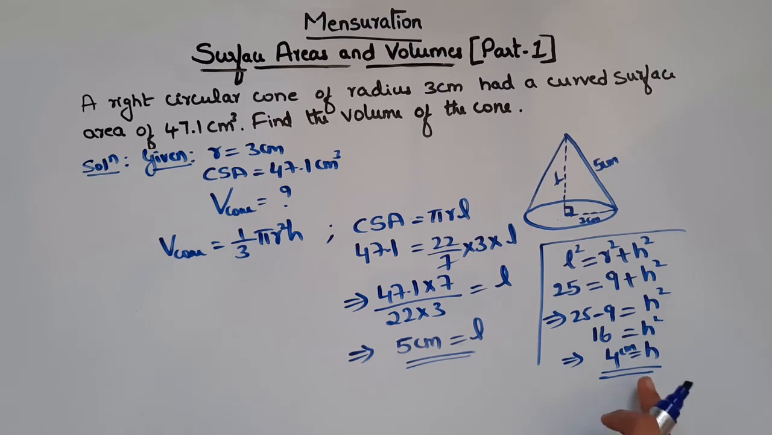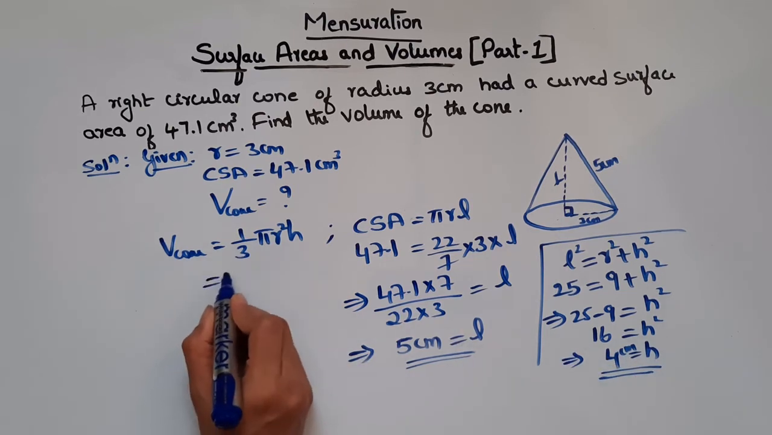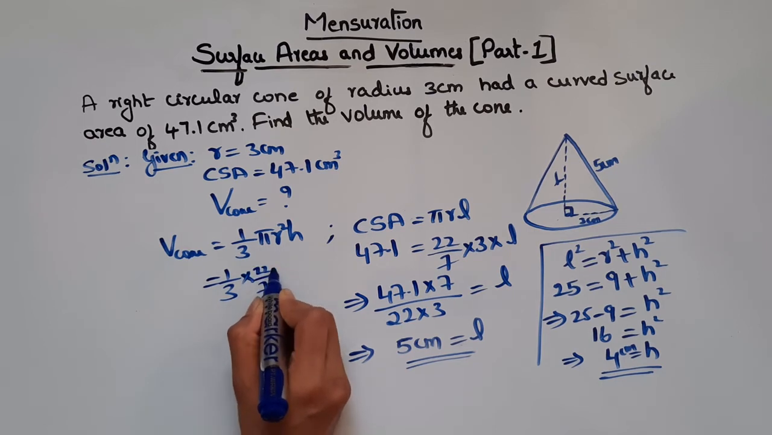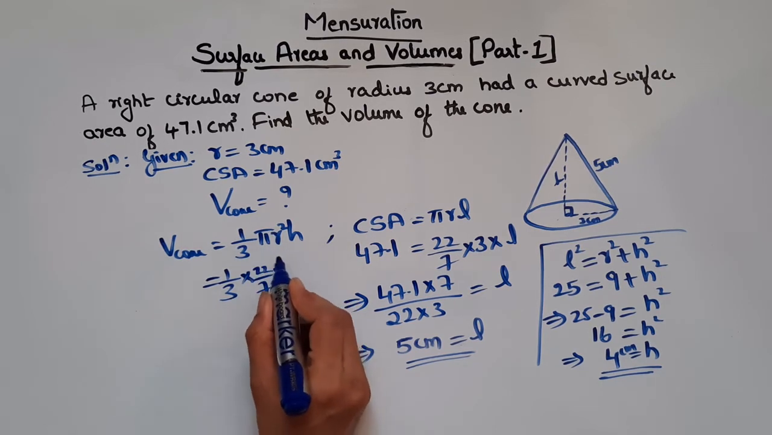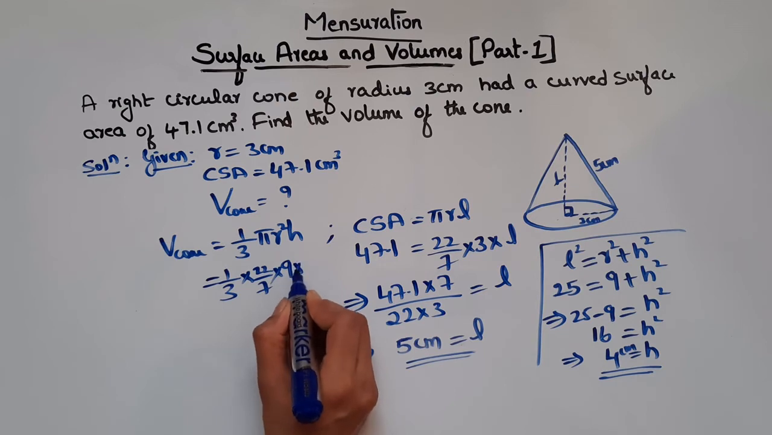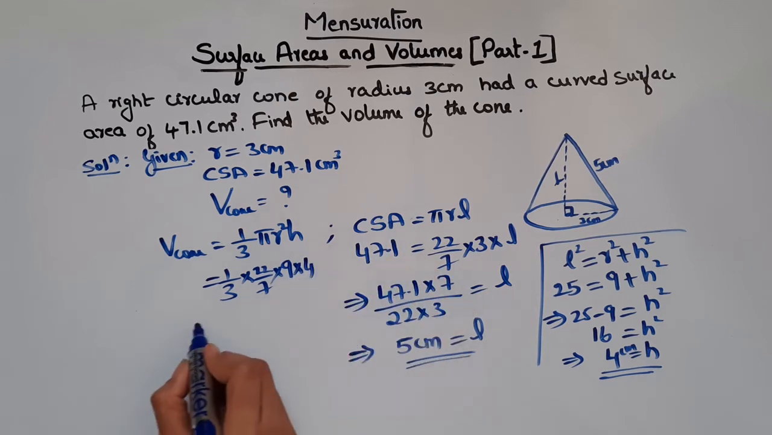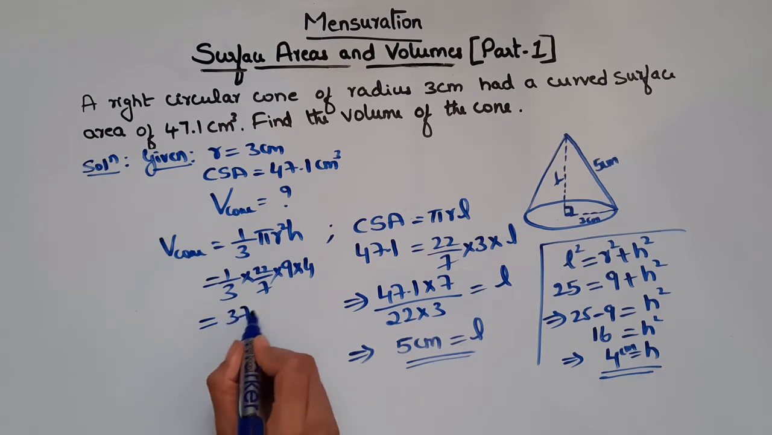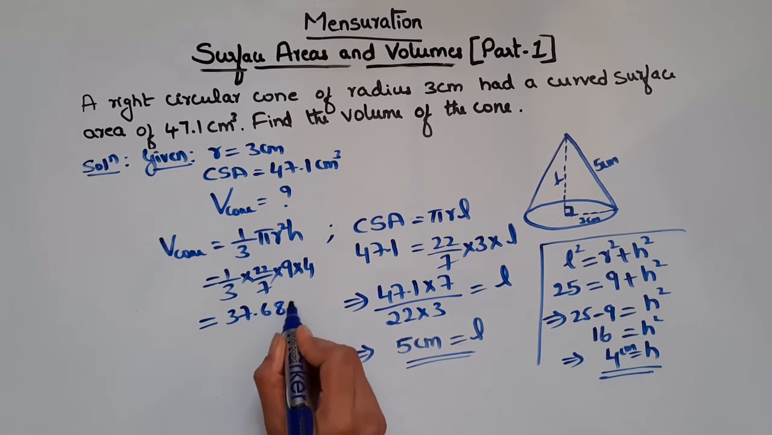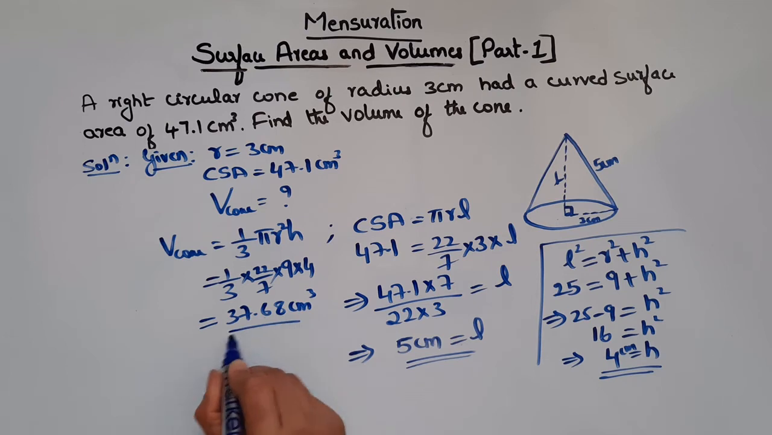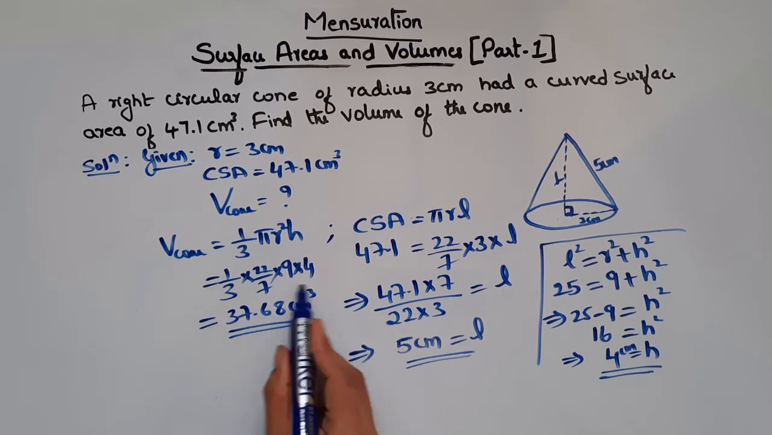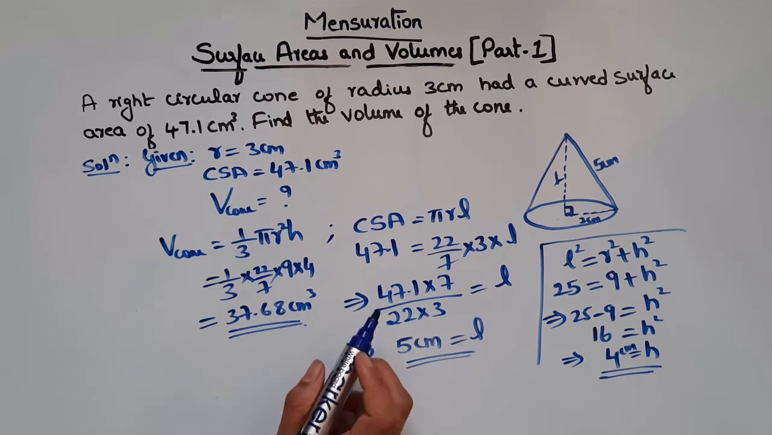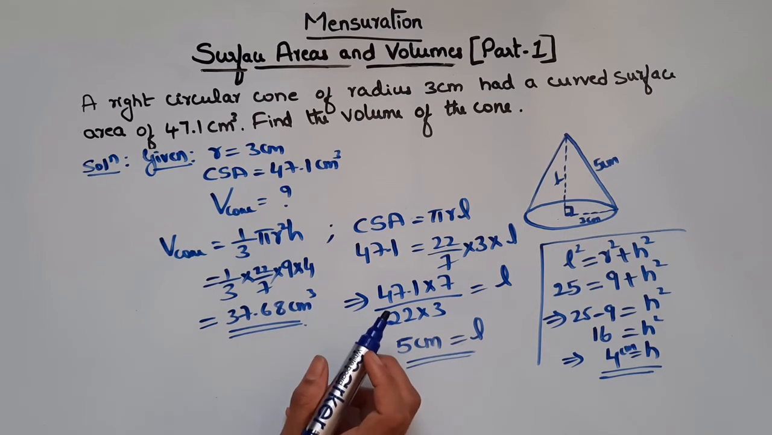Now let's substitute the value of h in this equation. The volume is equal to 1 by 3 into pi, here 22 by 7, into r square. R is 3, so 3 square is 9, into height is 4, which is equal to, when you simplify this, 37.68 centimeter cube. So the volume unit is centimeter cube, or cubic centimeter. I hope this is clear. Now let's move on to the next problem.